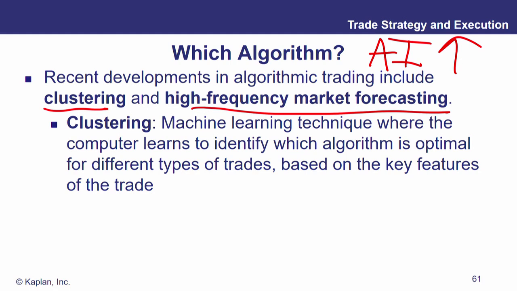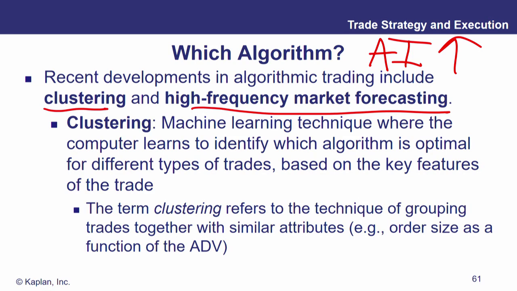Well, it's a machine learning language where the computer is trying to identify the optimal algorithm that we should use based on key features of the trade. Now, this idea of clustering is actually grouping together trades with similar attributes, such as order size as a function of ADV. Again, it's a machine learning language that's trying to figure out the best algorithm that we should be using.